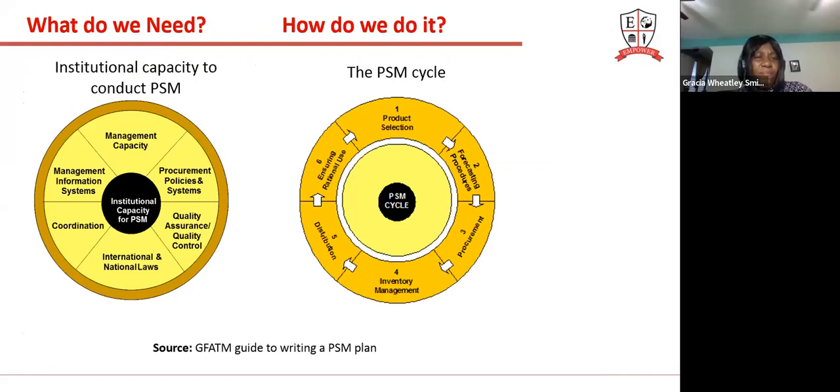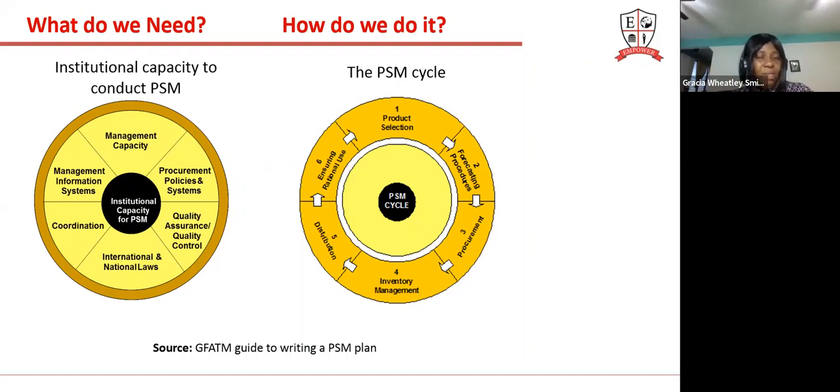So what do we need? We need the institutional capacity to conduct procurement and supply management. Our management capacity, do we have it? Do we have people in place? Do we have the resources that we need, the infrastructure that we need? Do we have the procurement policies and systems? Do we have our quality assurance programs up and running? Will we be adherent to international and national laws? Do we have coordination within the institution and within the country? And do we have the management information systems running?